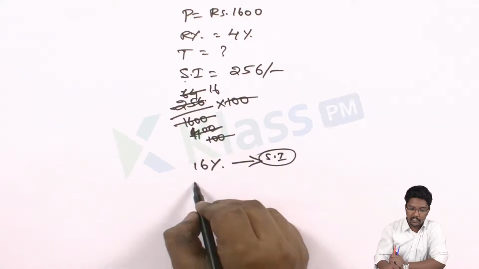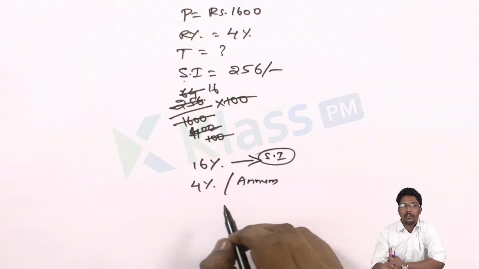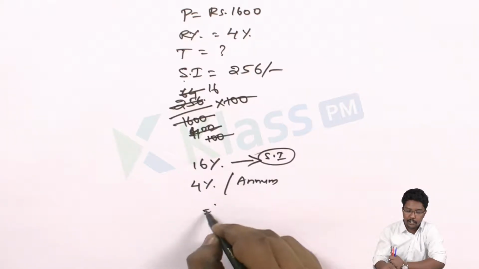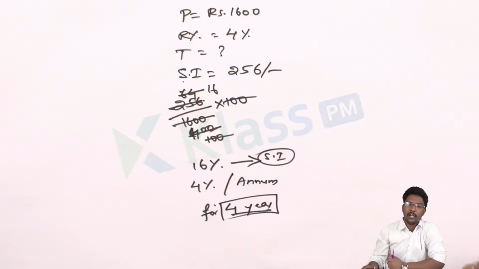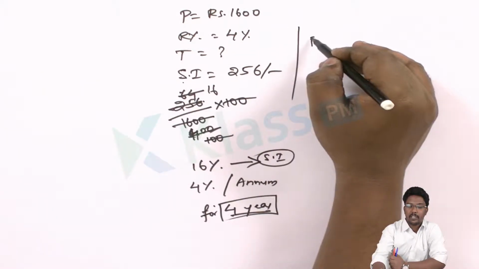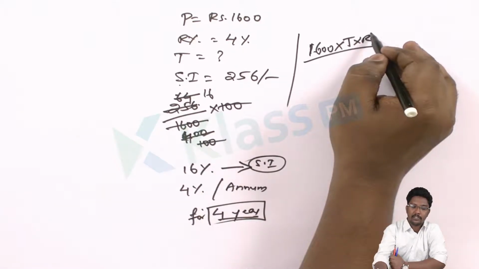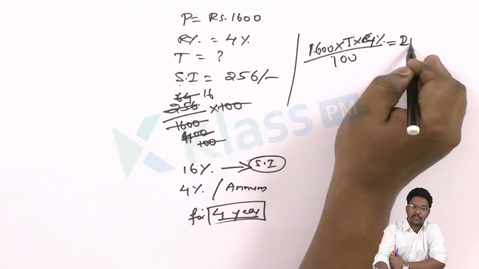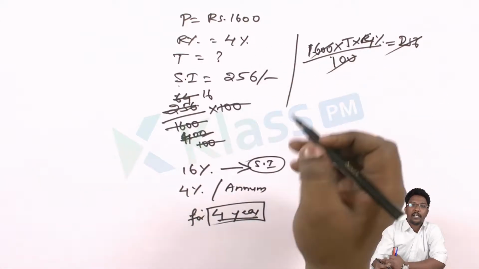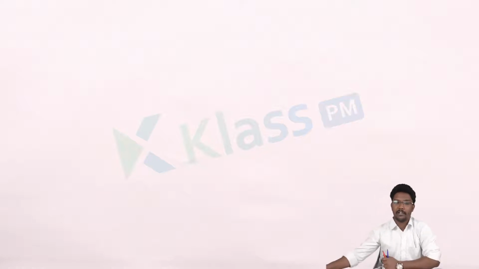But I know the rate of interest is 4% per annum. So for 1 year it is 4%. For 16% it means it is 4 years. So the time period is 4 years. If you go by the formula method, 1600 into T into R by 100, that is 4% by 100, equals 256 rupees. By cancelling, you get T equal to 4. Okay. These are the basic problems from simple interest.